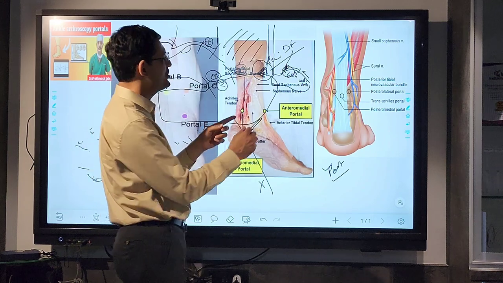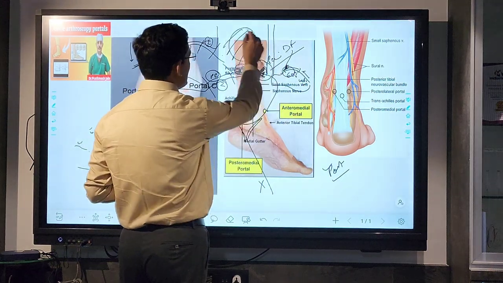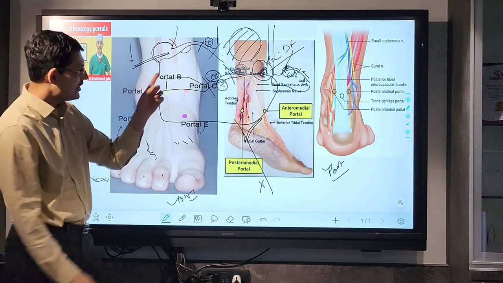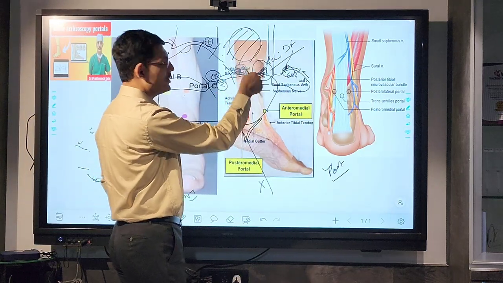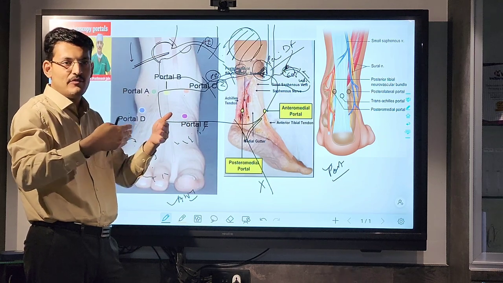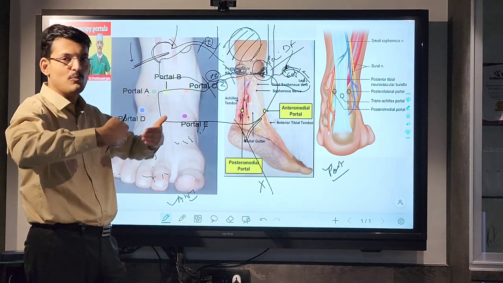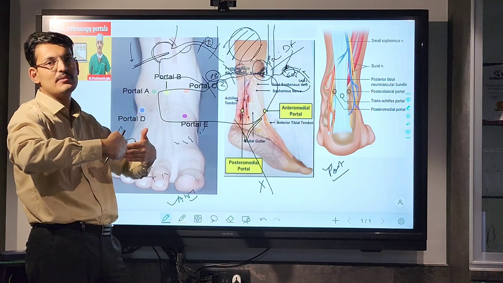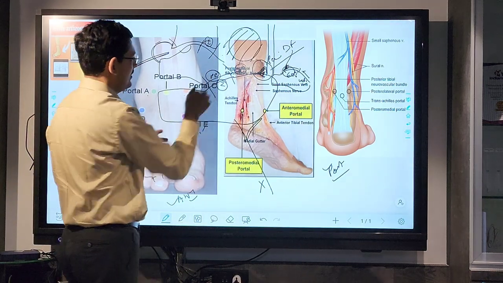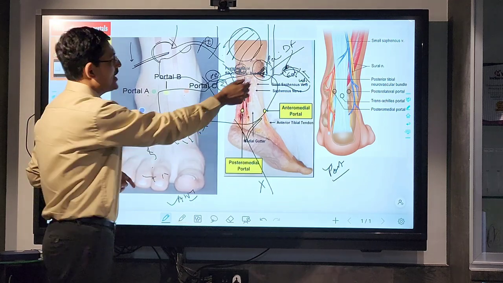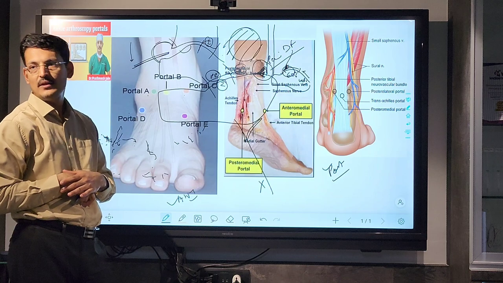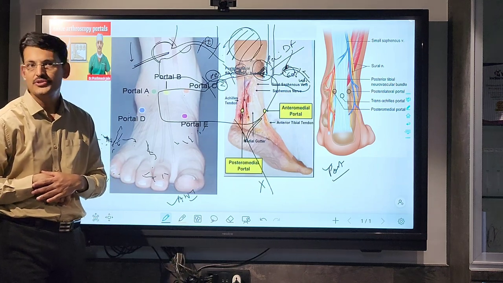And you need to use your shaver to do this debridement, as I told you. Okay? And then you can go further. But if you are going to do a retrocalcaneal spur, you need to go more perpendicular with the same portals. So for these three, the direction is straight. For retrocalcaneal, it is the reverse. It's more perpendicular to the tissue, or perpendicular to the skin.